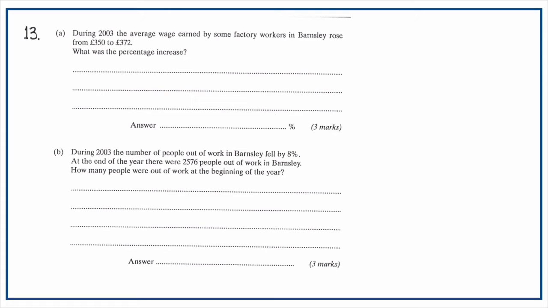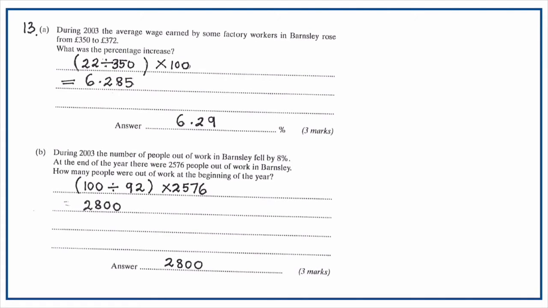So here, 372 minus 350 is 22, divided by the original amount, which is 350, times 100, which equals 6.285. So the answer is 6.29% to 3 significant figures. The percentage increase is 6.29%, 3 significant figures.